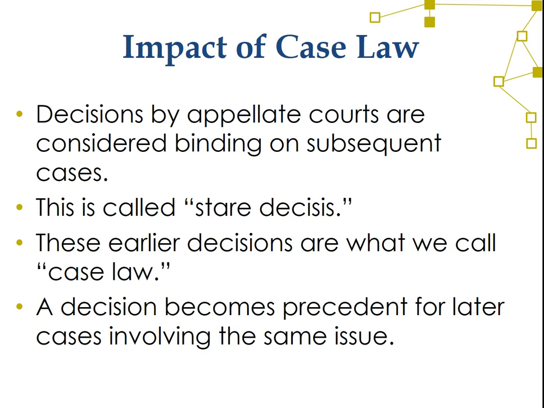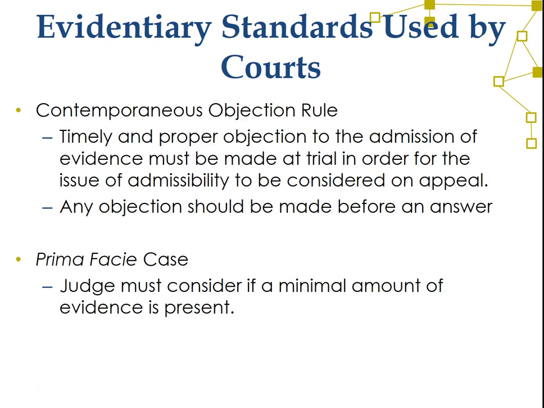So decisions by appellate courts are considered binding on subsequent cases. And this is called stare decisis. There's a word for it. And these early decisions are what we are referring to when we talk about case law. And a decision becomes precedent for later cases involving the same issue. So you can see the impact of how these cases could be on our system.